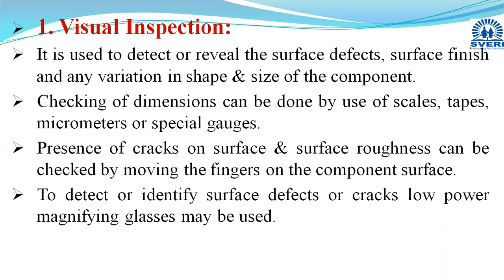Then roughness and surface quality are checked with the help of our fingers only. And to check surface defects or cracks, sometimes we use magnifying glasses. So this is the visual inspection. This is the first type of non-destructive testing method.